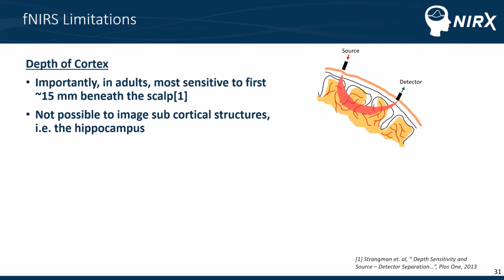fNIRS limitations. Even with the most sensitive of hardware, you will at some point not be able to image certain layers of tissue in the brain, certainly in adults. For example, it's not been proven possible to image subcortical structures like the hippocampus with fNIRS. It's just too deep into the tissue and not enough photons can reach that tissue and return back to the detector. fNIRS is known to be most sensitive to the first 15 millimeters beneath the scalp. This can be extended further if you have more sophisticated hardware, but still, this is generally the area most people are imaging in with fNIRS.